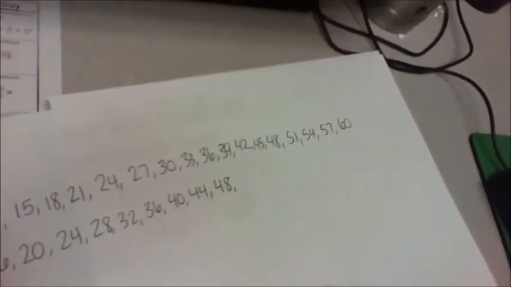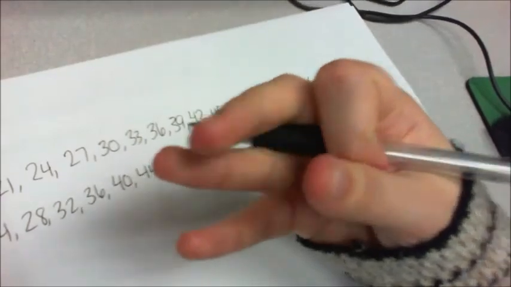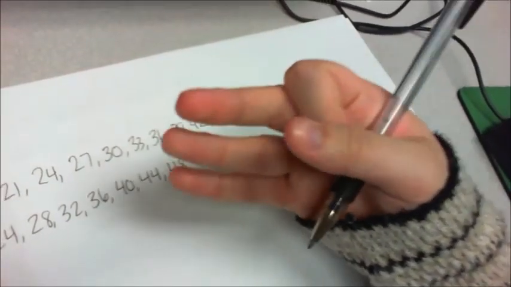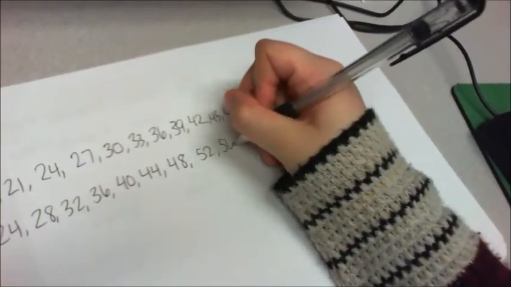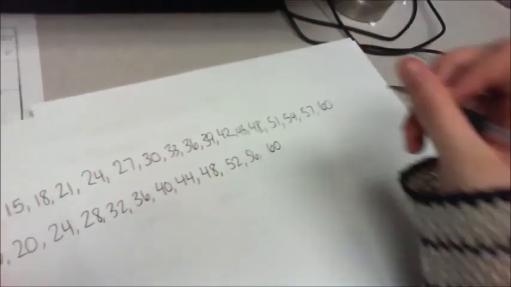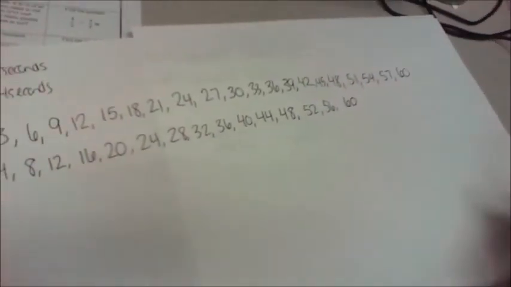And then if you don't want to keep doing your times tables, all we have to do is just keep counting up. So 48, 49, 50, 51, 52, 53, 54, 55, 56, 57, 58, 59, 60. So now we're at 60.